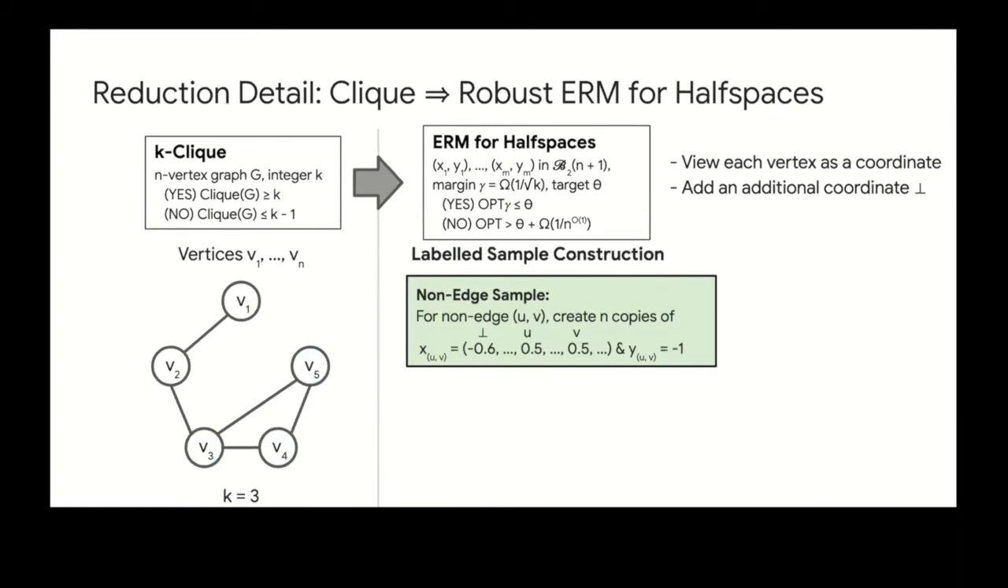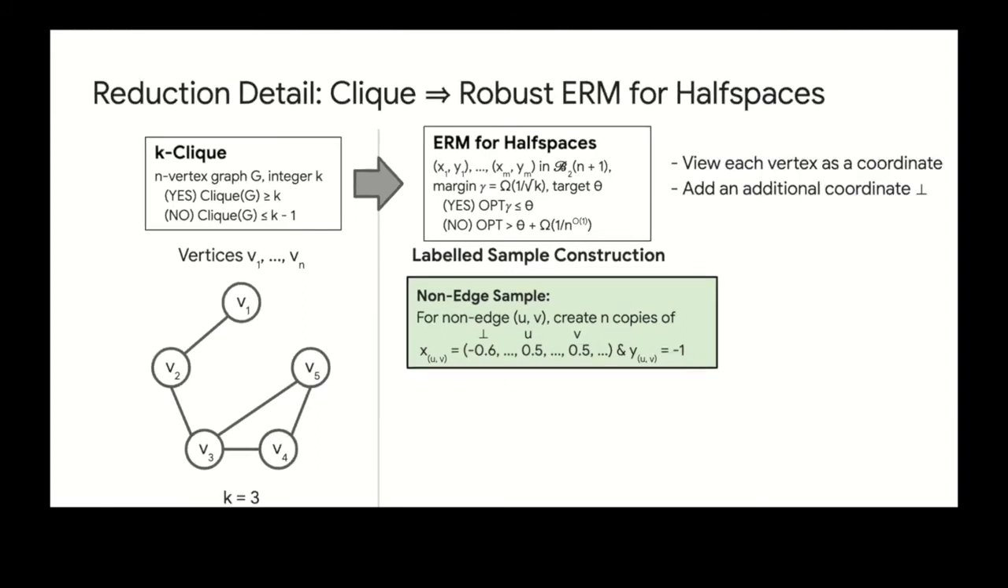So there are 3 types of samples. The first type is what we call the non-edge sample. For every non-edge U and V, we create n copies of the following sample. For the vector x, we set the null coordinate to be minus 0.6. We set the coordinates of U and V to both be 0.5, and the other coordinates we set to be 0. And then we let the label be minus 1.